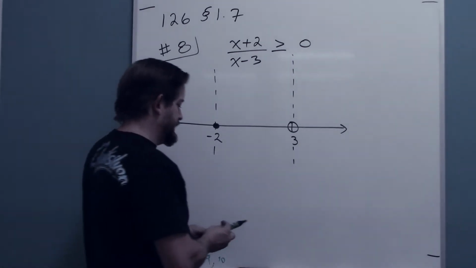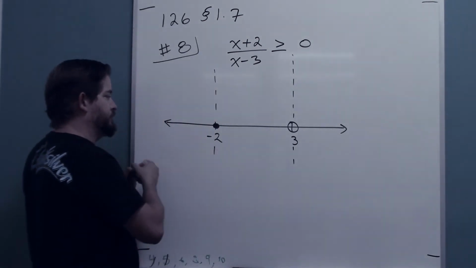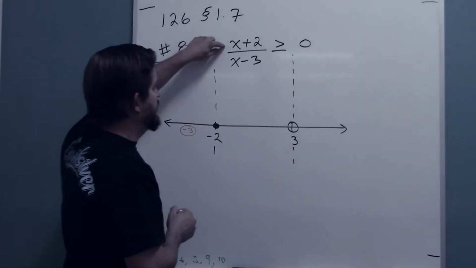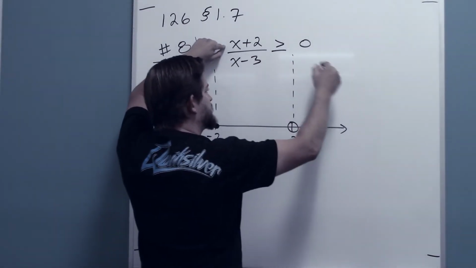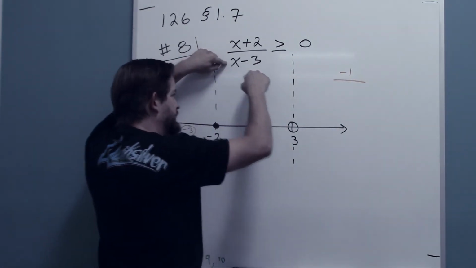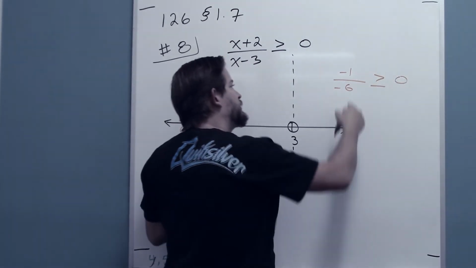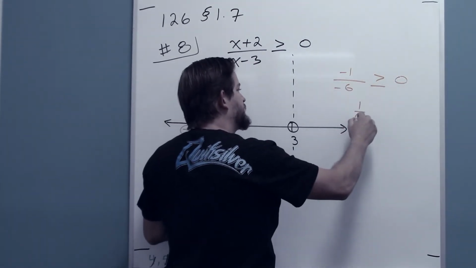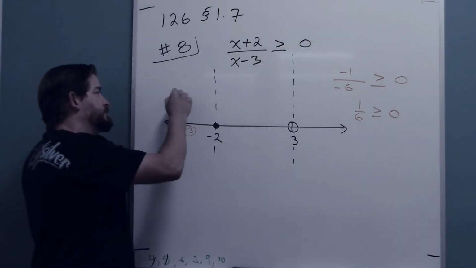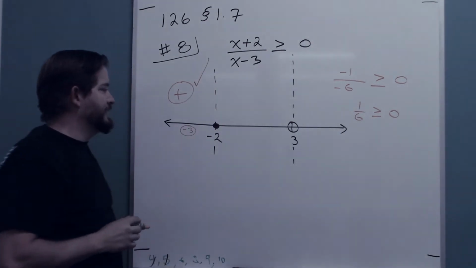So if I test these out, I can test out a number to the left of -2, like say -3 is over here. If I plug in -3, I get -3 plus 2, which is -1, over -3 minus 3 is -6. Is that greater than or equal to 0? Well, yes, because the negatives cancel out. And I get 1/6 is greater than 0. This thing is positive. We're looking for it to be positive, so this is a solution interval.